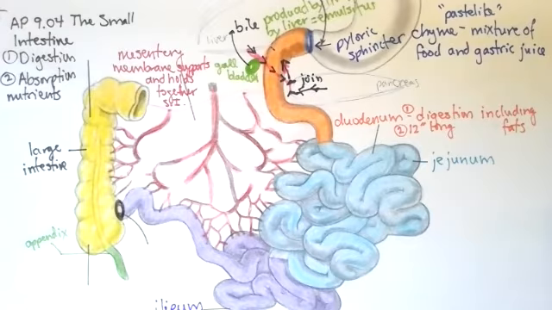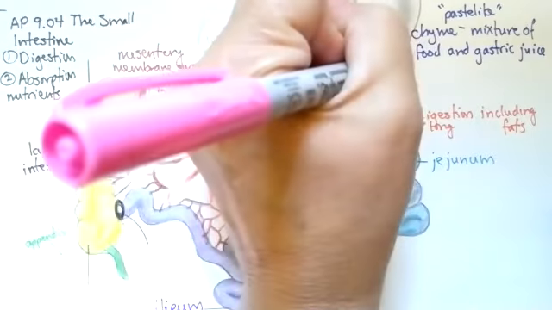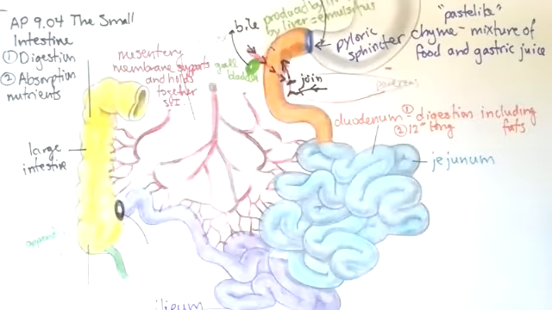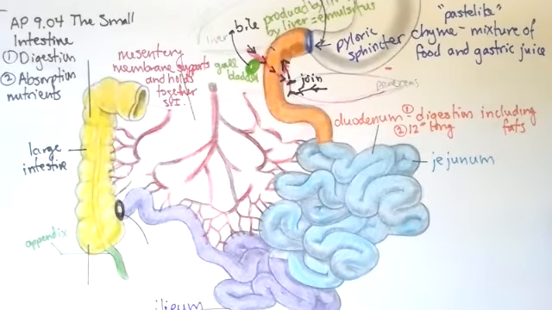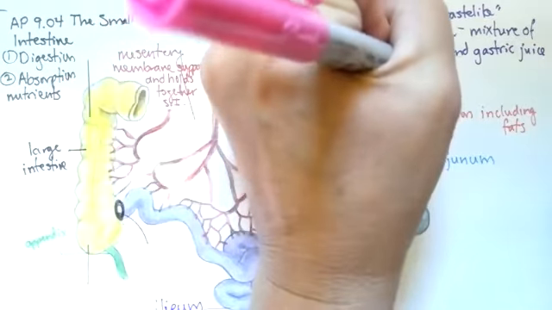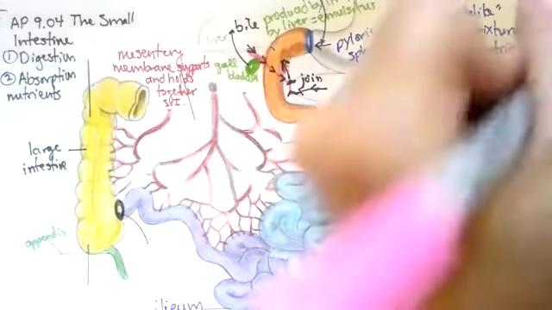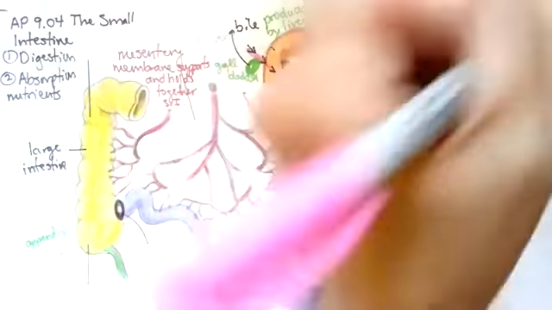I'm going to do the notes on the pancreas over here. Let me make the pancreas pink. And I want to talk about the enzymes that are released by the pancreas. So we have trypsin and lipase. Lipase breaks down fats.